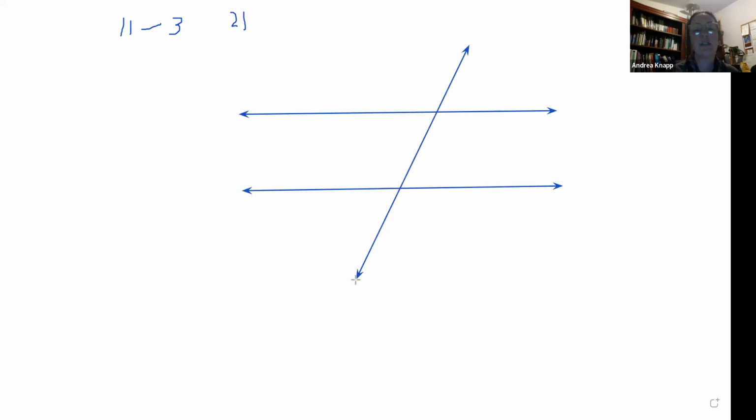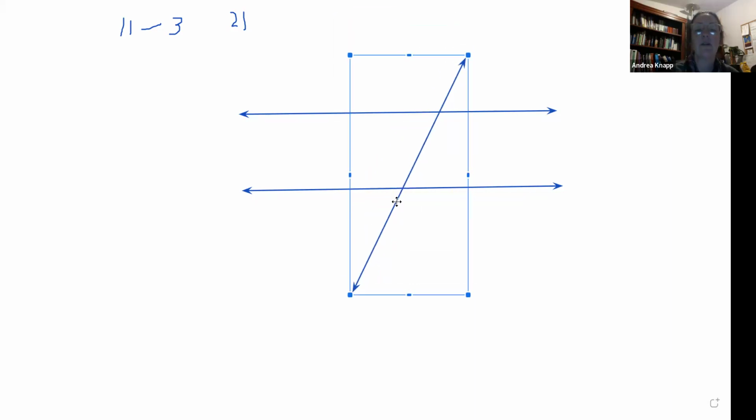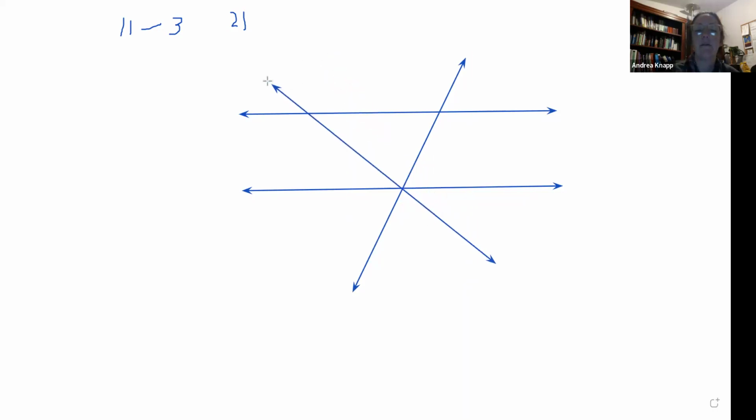There's the alternate interior angles, there's the alternate exterior angles, there's corresponding angles, all sorts of things that we can look at.